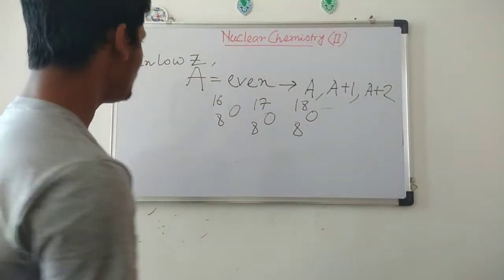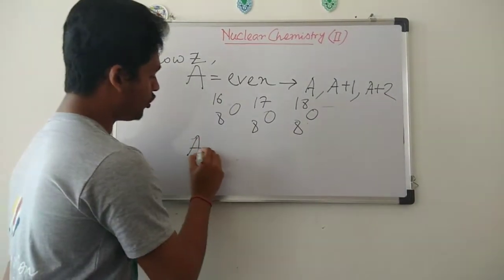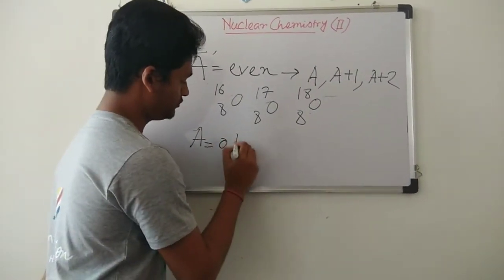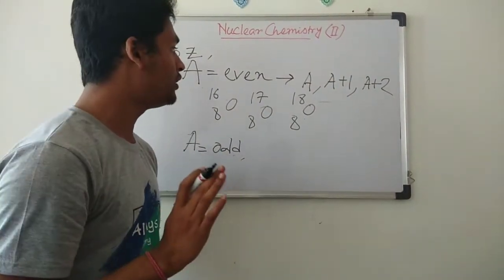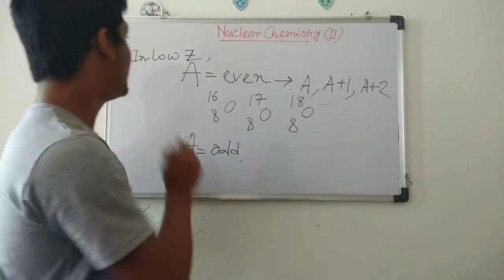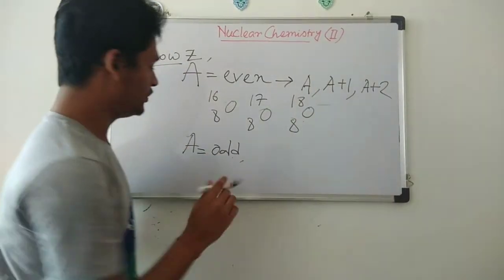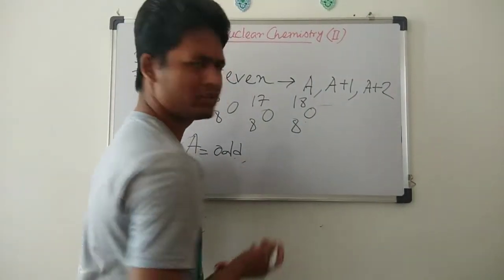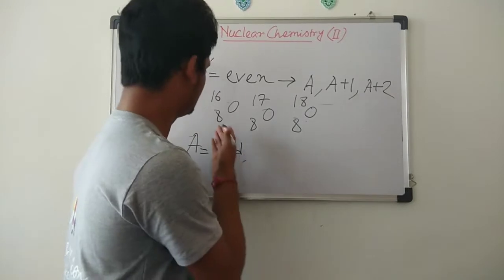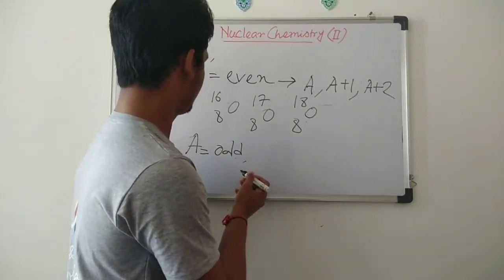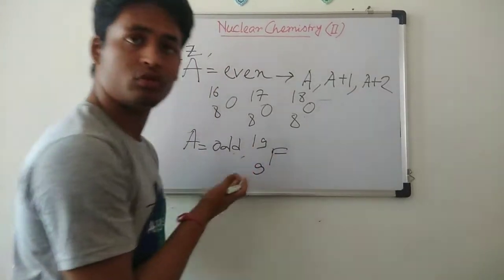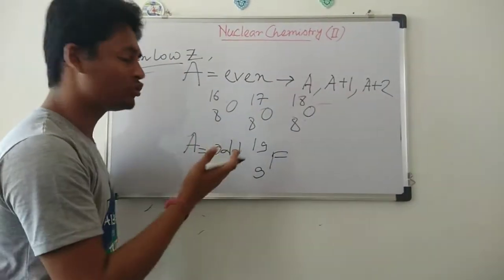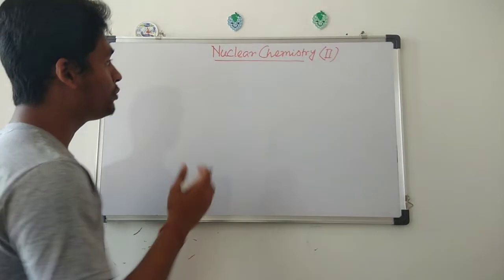Okay? And if A is odd, that time these nuclides will obviously be monoisotopic nuclides, but in the low Z region. So A is odd. Now let me take one example. This is 8. So fluorine, 9, and this is 19. It has a monoisotopic nuclide. So these are some characteristics of nuclides.